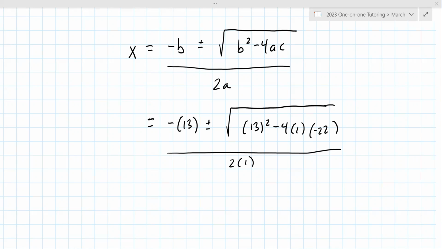Right, so that's 143. Okay, so how did you come up with that? Did you square 13? Yeah. That's 169. And then 4 times a negative 22 is negative 88, but the negative subtraction makes it positive 88.